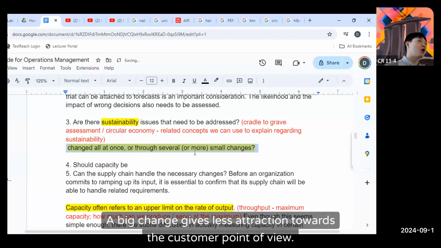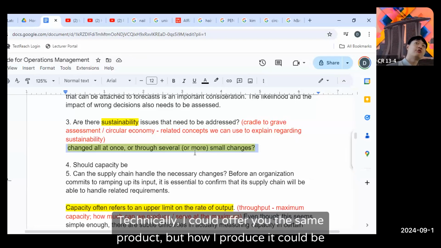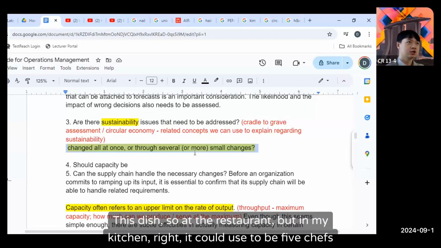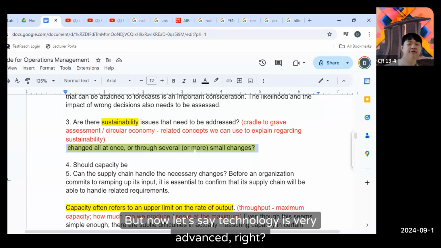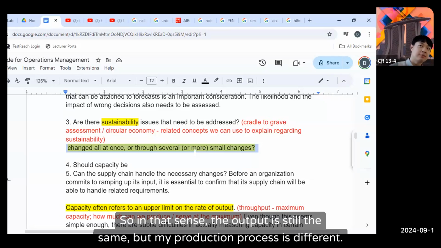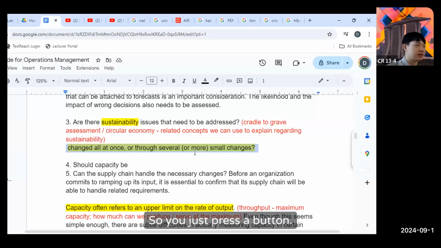From an operations perspective, we could offer the same product. Technically, I could offer you the same product, but how I produce it could be different. Let's say I'm selling you this dish at the restaurant. In my kitchen it used to be 5 chefs cooking. But now technology is very advanced, so I fire all of them and get 5 machines. The output is still the same, but my production process is different. You just press a button and the machine starts cooking, whereas last time you told the chef to cook this.